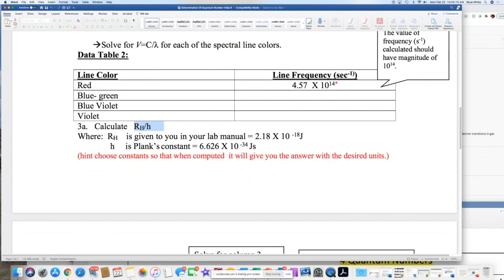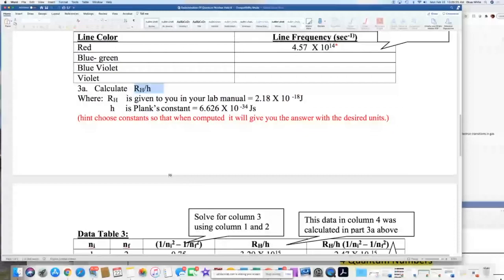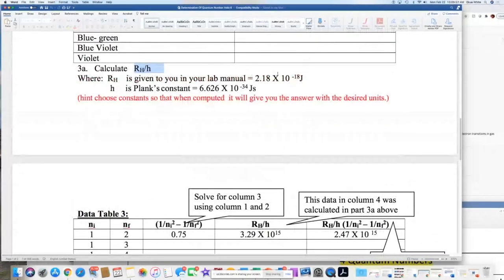Please read the actual lab instructions and then make sure you're getting this information, because the goal is for you to know how to read the material versus just completing the lab, right? Because at some point you need to know how to get this information from the lab. And then, once you take RH, divide by H, you get this number right here. Make sure you get this number. Once again, plug in your calculator.